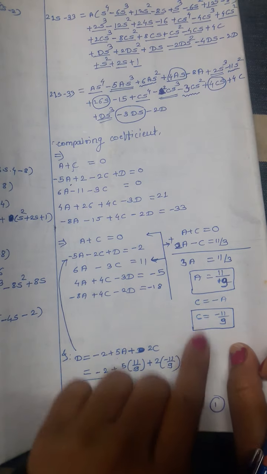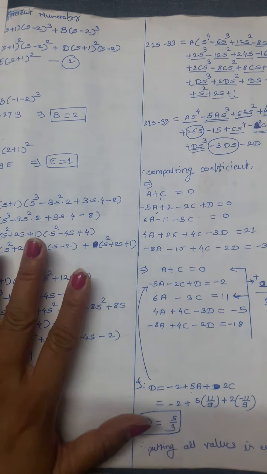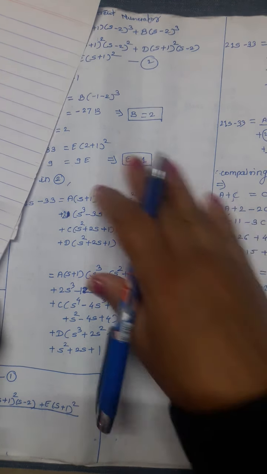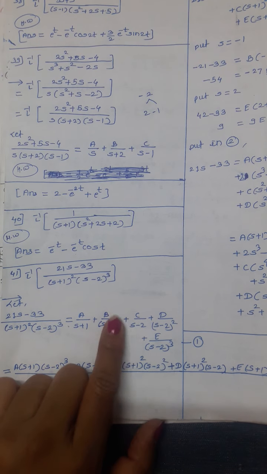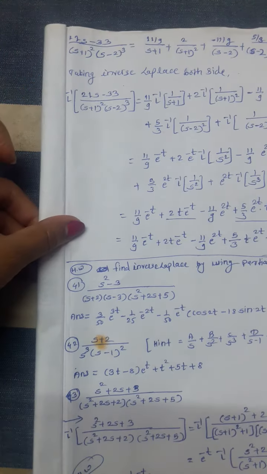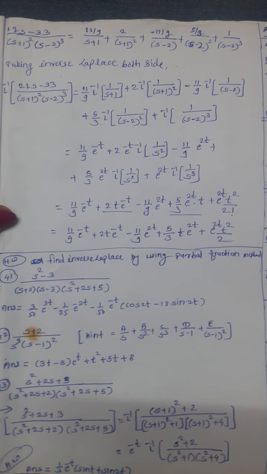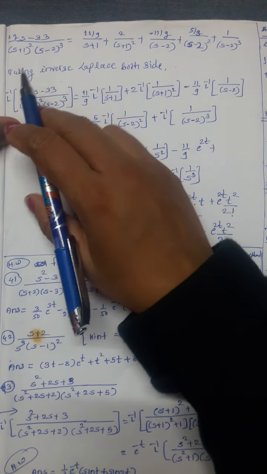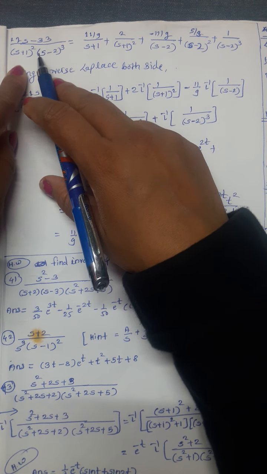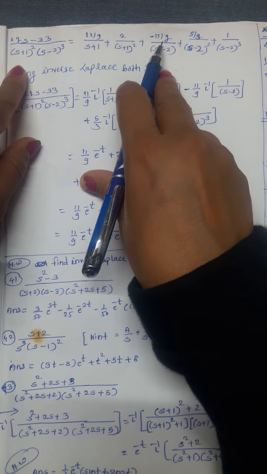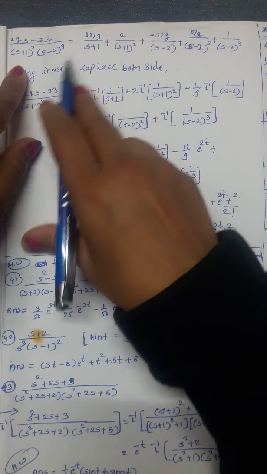Then the total number of constants we get is 5. We have calculated them by comparing the coefficients and substituting the values. Now put all these 5 values in original equation number 1. This is our original equation number 1. The LHS is our original expression, equal to A, B, C, D and E values. The rest of the terms are as they are.